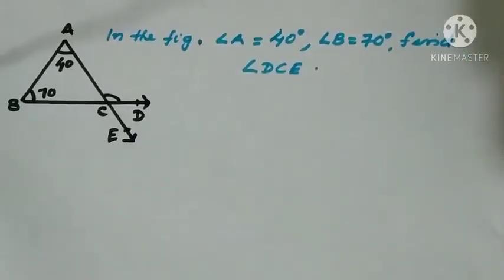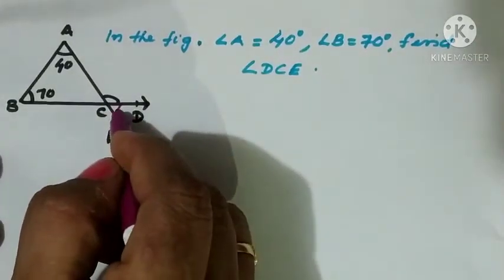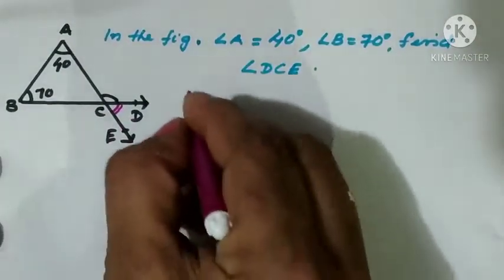Question number 3. In the figure, angle A equal to 40 degree, angle B equal to 70 degree. Find the angle DCE only. Angle A equal to 40, angle B equal to 70. But the angle asked is this only, that is angle DCE, right? So what are the solution steps?